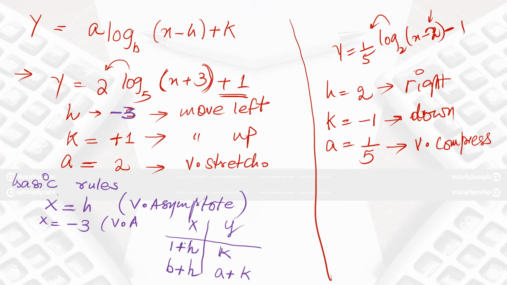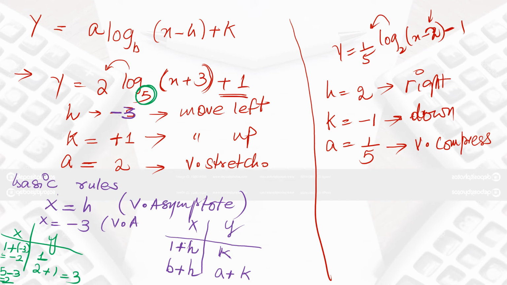So let's see how we can use this basic rule to write our table. Okay, so 1 plus h is what? h is negative 3. So 1 plus negative 3, you will get negative 2, and the answer is k. So what is your k? 1. If there is no k, it means it is 0. b plus h. What is your b? b is 5, the base. So 5, h is negative 3. So 5 minus 3, answer is 2. And what is the value of y? a plus k. So your a is 2 plus k, that means 2 plus 1, answer is 3. So this is your table ready to graph.